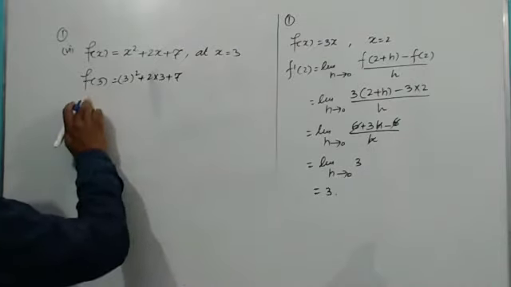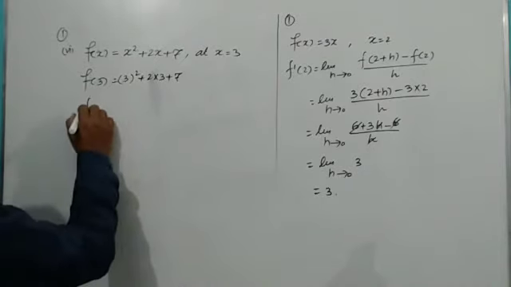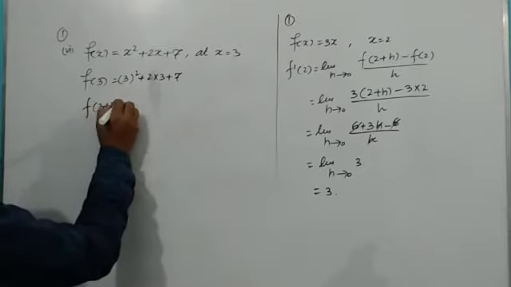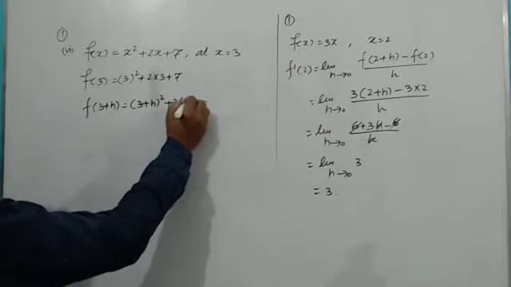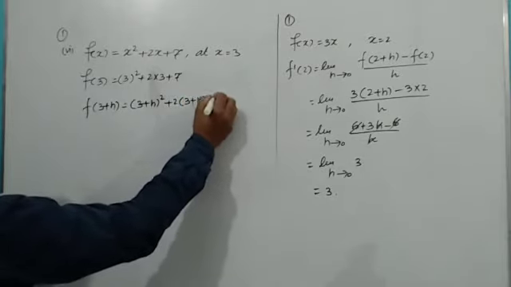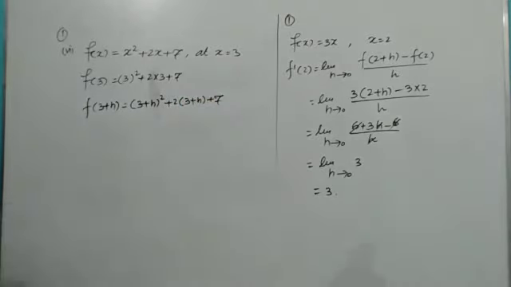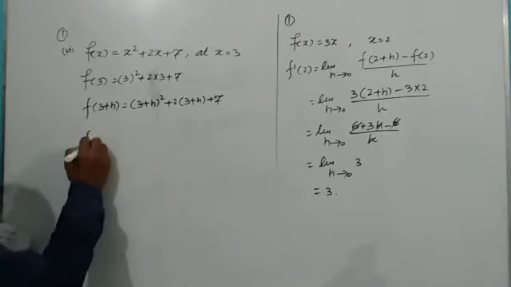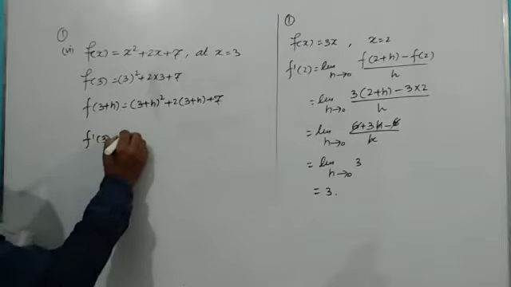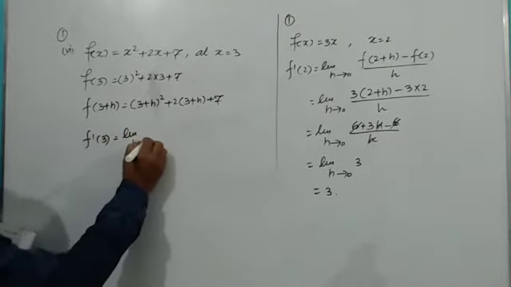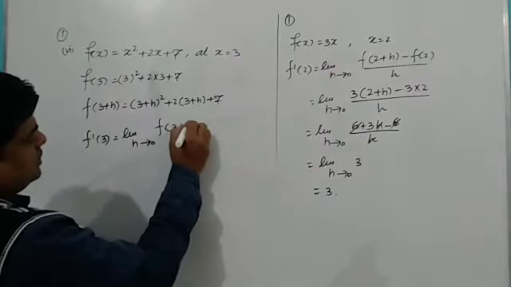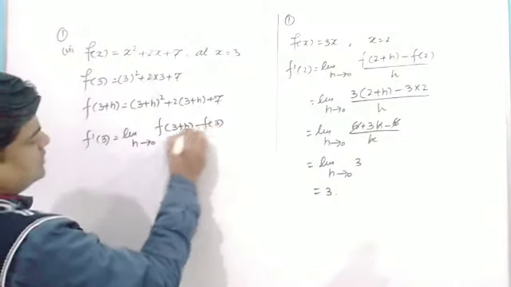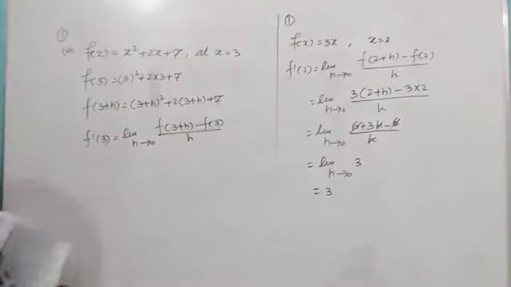It can be written as f(3+h) = (3+h)² + 2(3+h) + 7. Now I want to find the derivative at x = 3 of f(x). So what can I write? f'(3) is equal to the limit as h tends to 0 of [f(3+h) − f(3)] upon h.